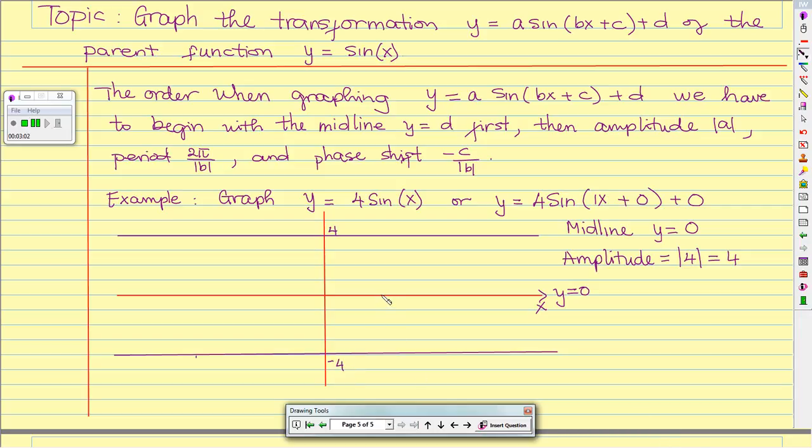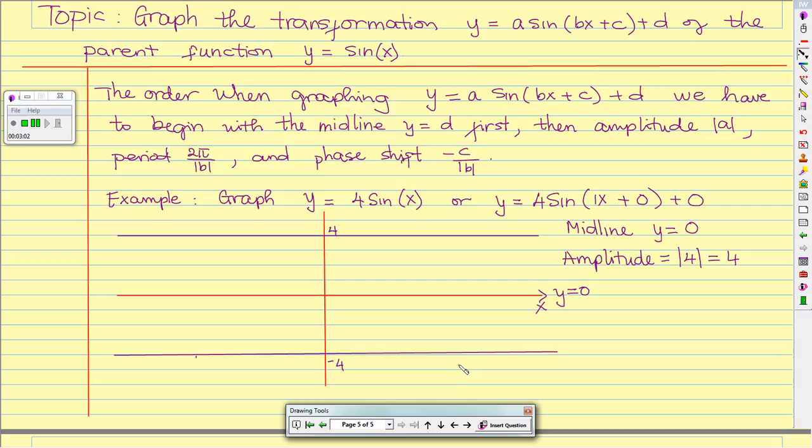So first you locate the midline, and next you find the amplitude. From your midline, you go up 4 units and draw a horizontal line, and that will be your y maximum line. And then from your midline, you go down 4 units and draw another horizontal line. That will be your y minimum line. So now your graph will oscillate between your y maximum and your y minimum.